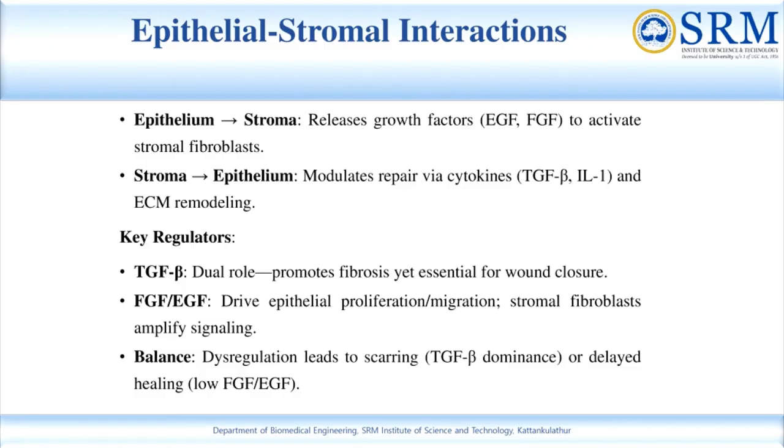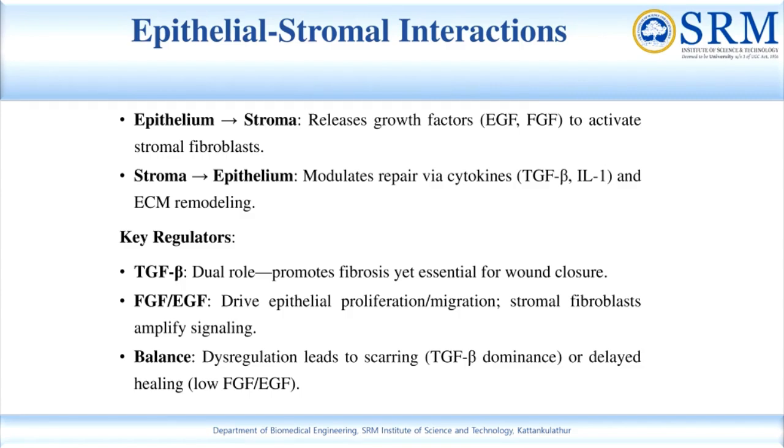So what are the key regulator molecules that we are discussing about? The first one is the transforming growth factor beta, TGF beta. This is a dual edged molecule, as in it is essential for wound closure, that is the myofibroblast differentiation, collagen deposition, etc. But an overactivity of this TGF beta can drive pathological scarring, that is hypertrophic scarring, or it can also lead to fibrosis of the cornea.